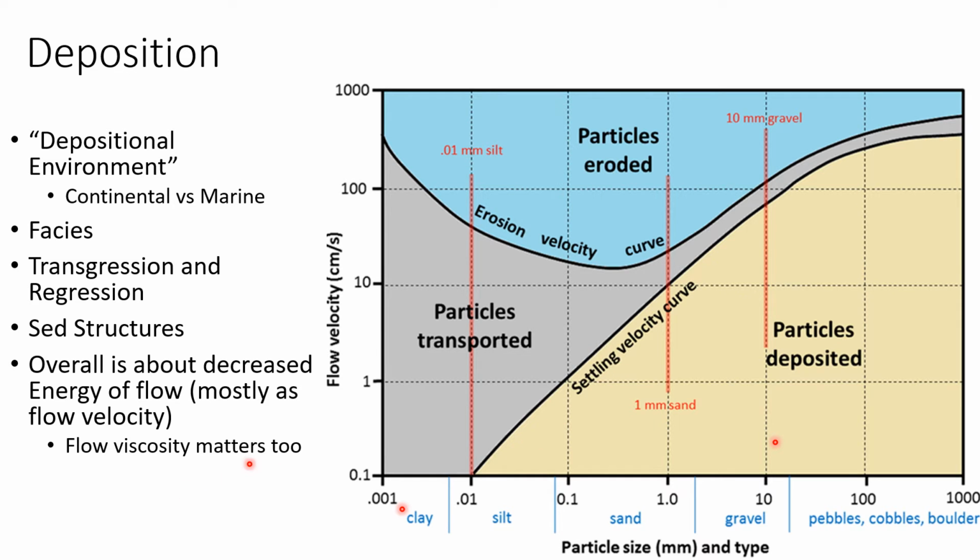Oh, I should mention too that flow viscosity matters, and I have talked about this entire diagram in terms of water. But wind matters too, and obviously it takes a much, much stronger wind current to move an equivalent sized piece of sediment, but it does happen. You certainly have wind-blown sand, and you can even move bigger things if you have the right wind conditions. But this bottom of the graph still matters.